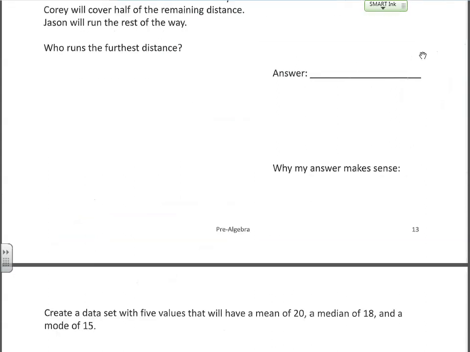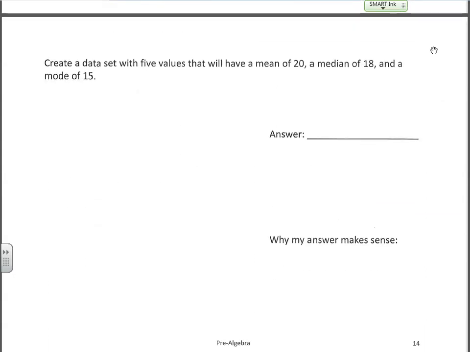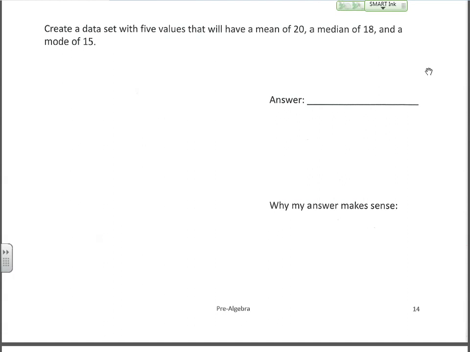Next logic question. What do we got here? Create a data set with 5 values that will have a mean of 20. Of course, we know that mean means the average. So we'll add all 5 of the numbers together and divide by 5, and that will give us 20. A median of 18. We know that a median is the number in the middle when ordered from least to greatest. We can already fill that 18 in. We know it's got to be there in the middle. Okay. And a mode of 15. Mode means it repeats, it shows up most often. So we know that 15 has to appear here more than once.